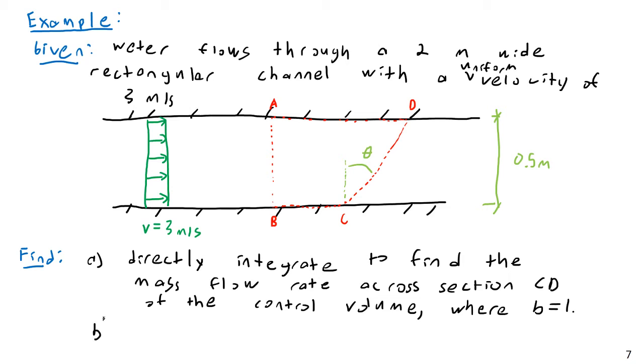And then for B, I wish to do the same thing, but with b equal to 1 over rho. So in this case my intensive property is just going to be b equal to 1, and here it's going to be b equal to 1 over rho, where rho, of course, is density.